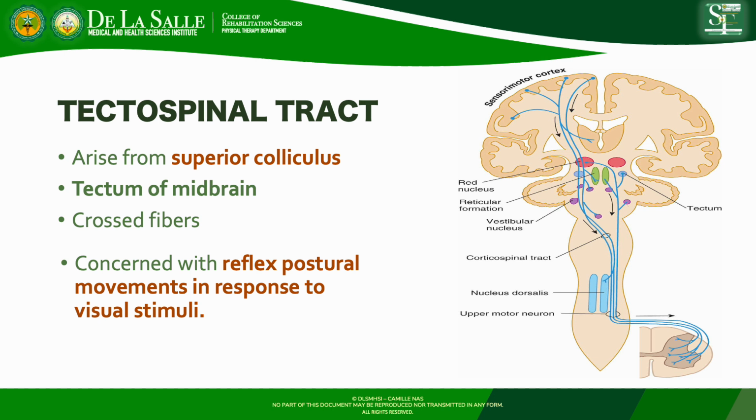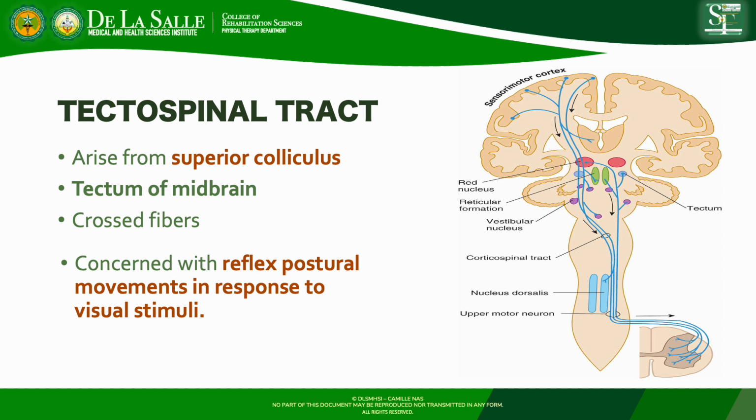Next is the tectospinal tract. So I hope you remember the word tectum. It arises from the superior colliculus, which is found within the tectum of the midbrain. And you can see that this is important for reflex postural movements in response to visual stimuli. If you remember in the cranial nerve topic, we mentioned the superior colliculus there because the pathway of the optic nerve will synapse with the superior colliculus. So it means that there's a connection between the visual system and our reflexes, or a response of our body. And that's because of the superior colliculus. And because of the tectospinal tract, we are able to move our body in response to visual stimuli.